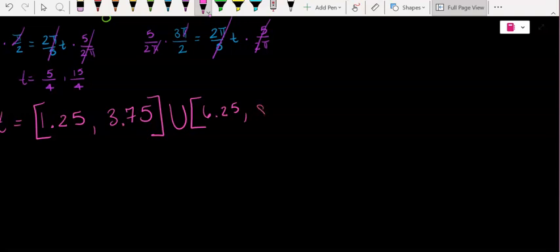3.75 plus 5 is going to give me 8.75. And there's my next interval. Now I got my next one. So 6.25, and I'm going to go ahead and add 5, and that's going to get me 11.25. And 8.75 plus 5, and that's going to go ahead and get me 13.75.